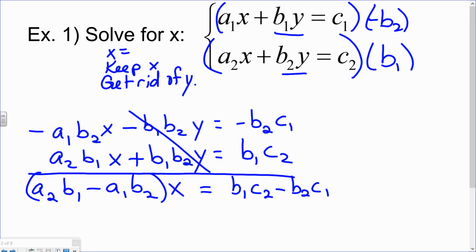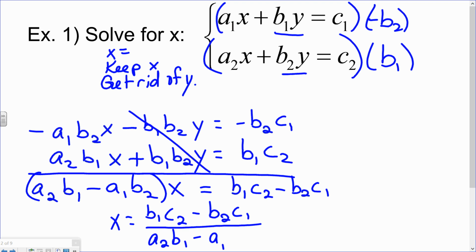Now, from other problems you've done where you've solved abstract equations, what do I need to do to get just x, Blake? So I've got to divide both sides by the parentheses. So x is b1c2 minus b2c1 over a2b1 minus a1b2. That look okay to everybody?